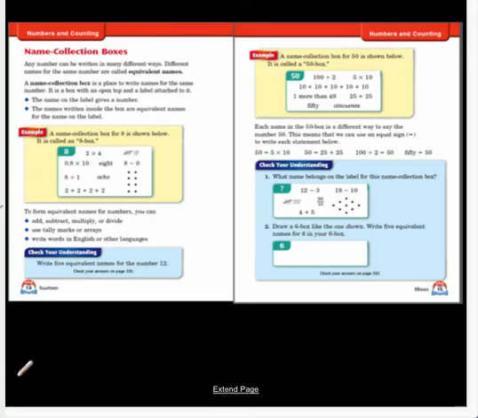I would like to also point out that there is a section in your math book about name collection boxes. So if you feel you would like to learn more about them, this would be on pages 14 and 15 in your student reference book.